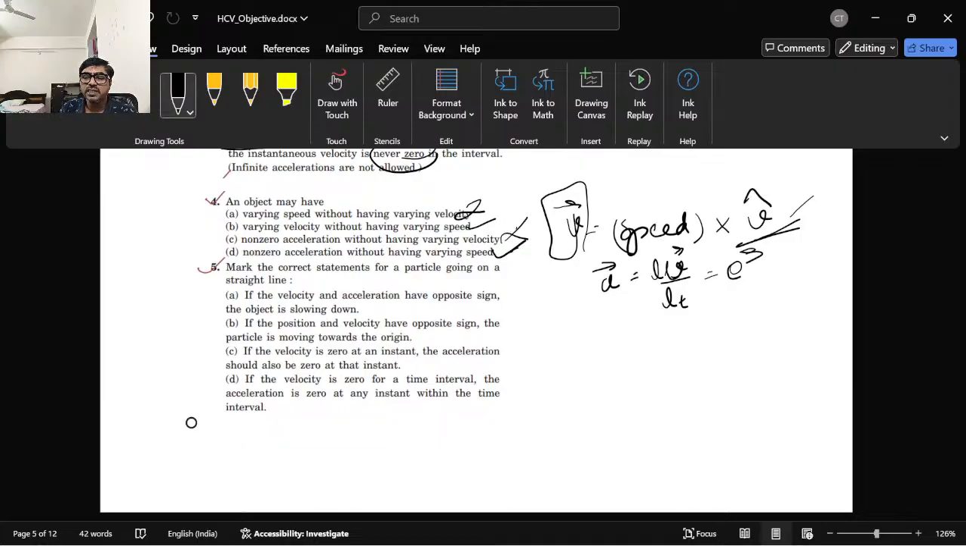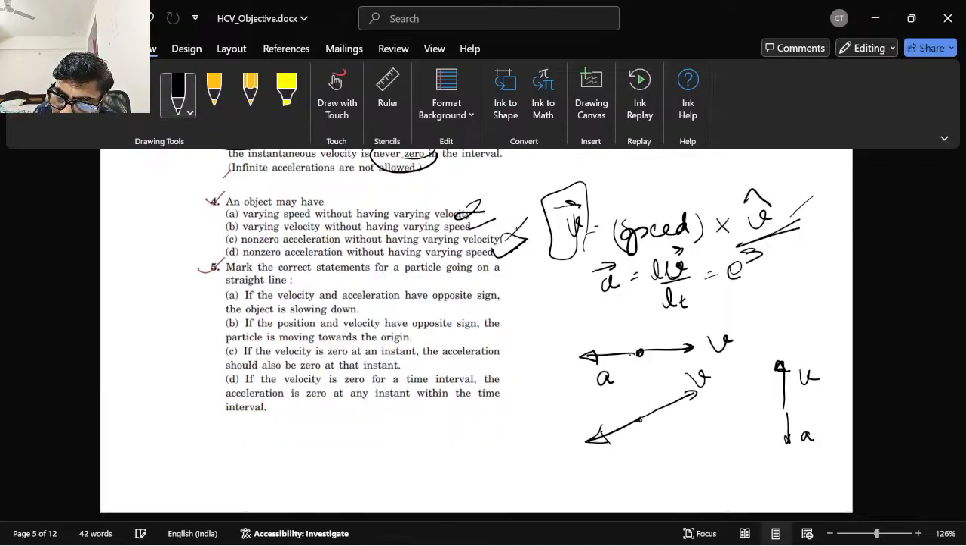Okay, fifth question. Mark the correct statement for a particle going on a straight line. If the velocity and acceleration have opposite sign, velocity is in one direction, acceleration is in another direction. Maybe velocity is upward, acceleration is downward. Otherwise velocity is up the incline, acceleration is down the incline, or the reverse. They are opposite to each other. Whenever they are opposite, speed will decrease. It is going to slow down. Velocity and acceleration have opposite sign, means the object is slowing down. Perfectly okay. Position and velocity have opposite sign: the particle is moving towards the origin.